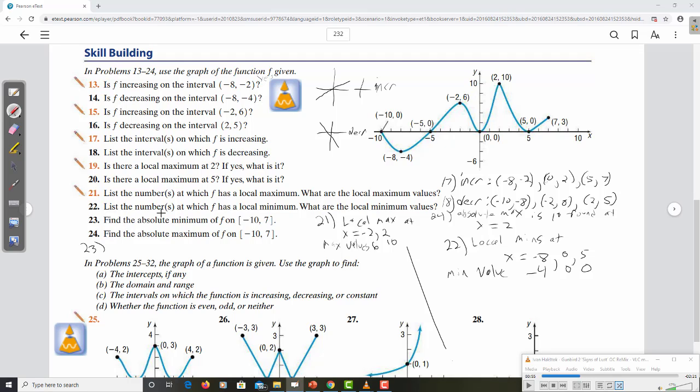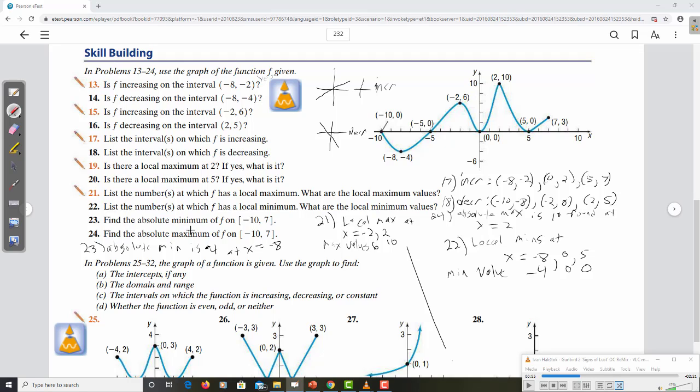23. Absolute minimum. So the absolute minimum is found at -8, and the absolute minimum is -4. So absolute min is -4, and it is at x equal, not 4, -4. At x equal -8. And there we go. That's how maximums and minimums work.